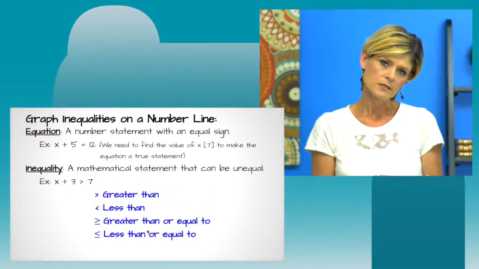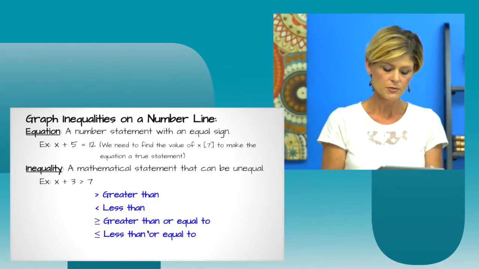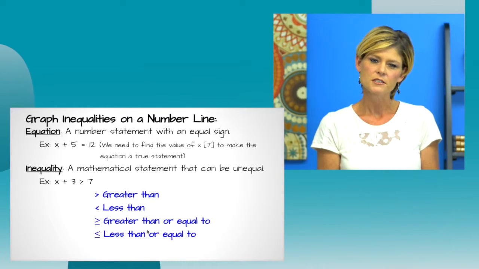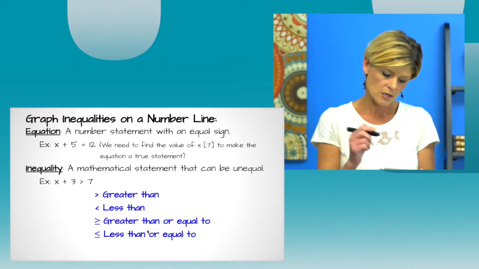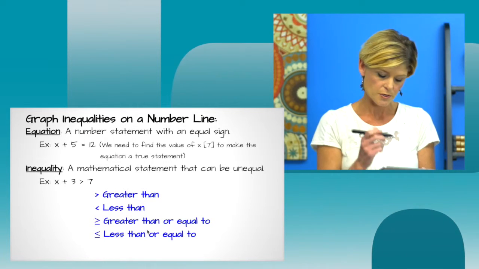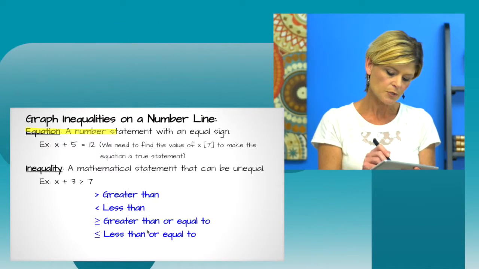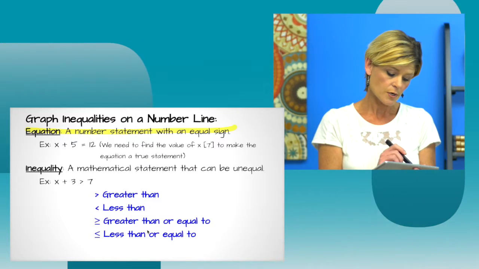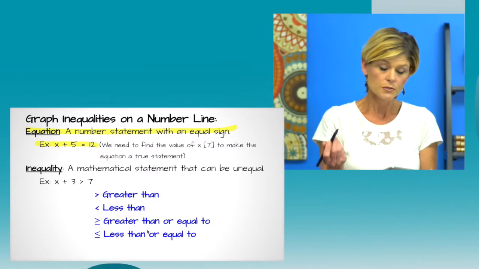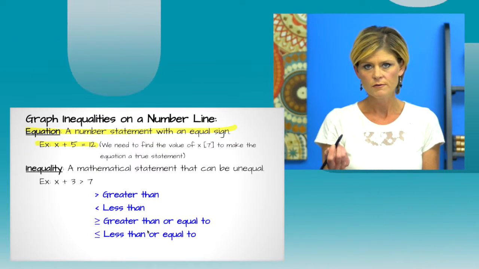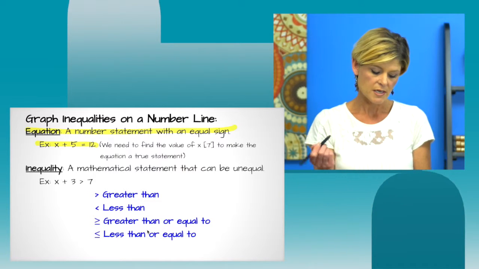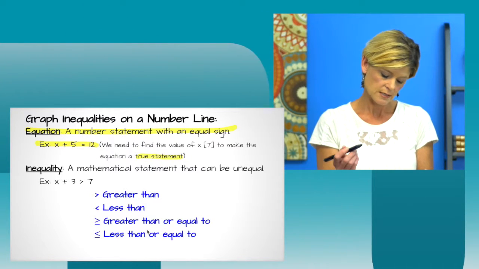Alright, so the first thing I want to talk about is graphing inequalities on a number line. But before we do that, let's quickly talk about the difference between an equation and an inequality. I've got the definitions written for you here. An equation is a number statement with an equal sign. For example, x plus 5 equals 12. We need to find the value of x, which we know is 7, to make this equation a true statement.